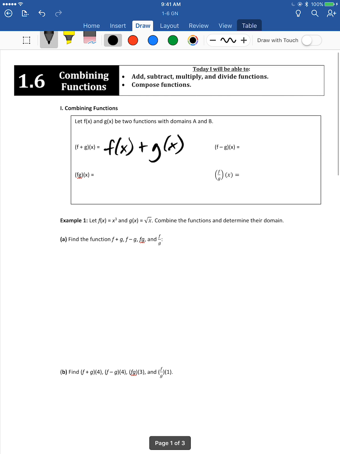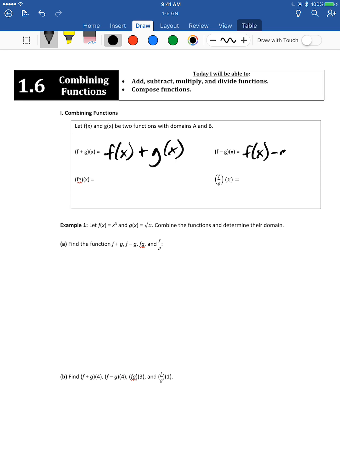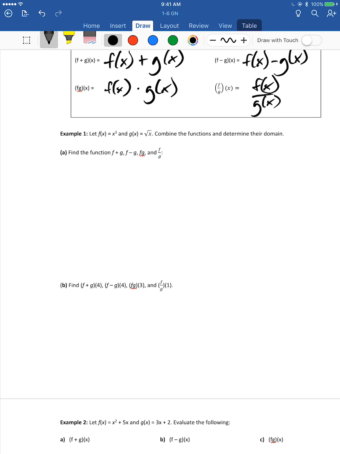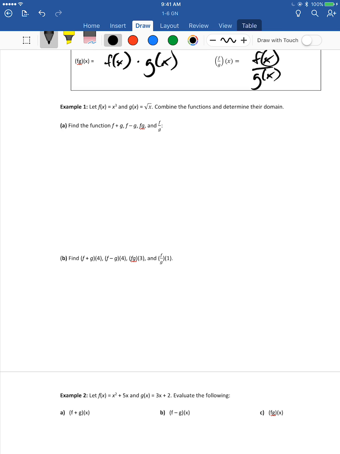f minus g of x is f of x minus g of x. Again, pretty straightforward. If you're following the pattern, then f times g of x is f of x times g of x. And then f over g of x is f of x over g of x. So let's run through a couple of pretty simple examples. Let f of x equal x cubed and g of x equal the square root of x. So combine the functions and determine their domain.